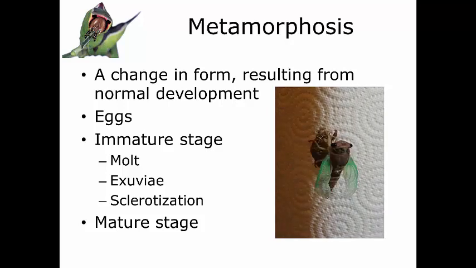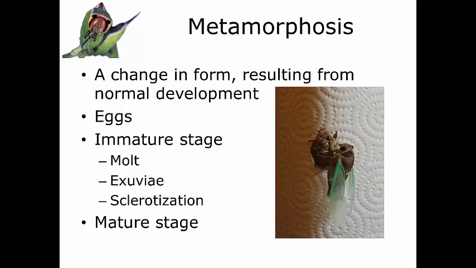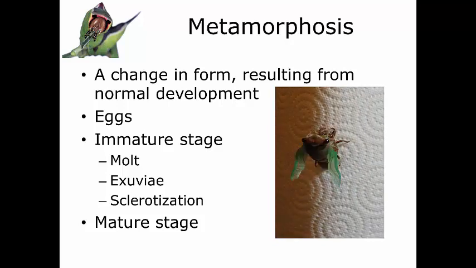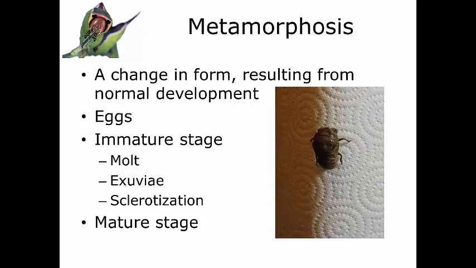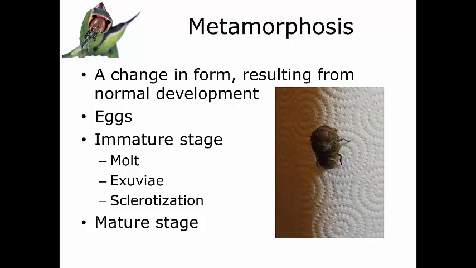After several molts of this type, the insect reaches its mature or its adult stage. This mature stage is characterized by mature reproductive organs. After this, very, very few insects are actually going to continue to molt. Most of them are going to hit this adult stage and just stop molting.